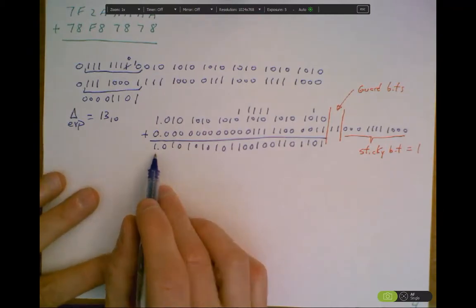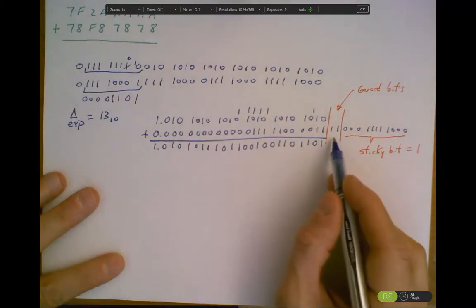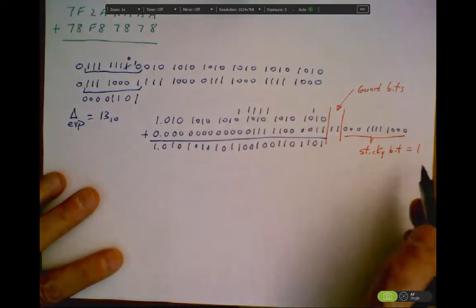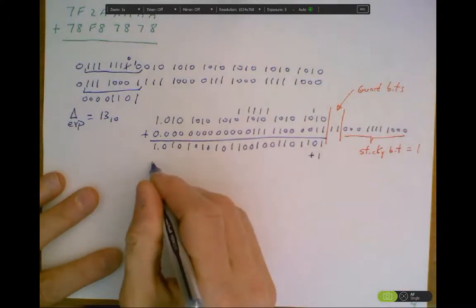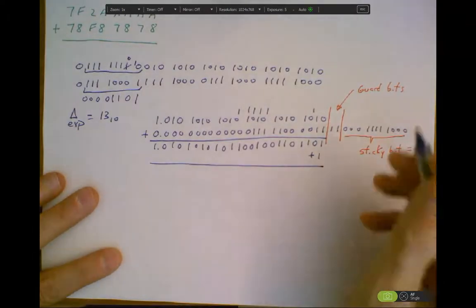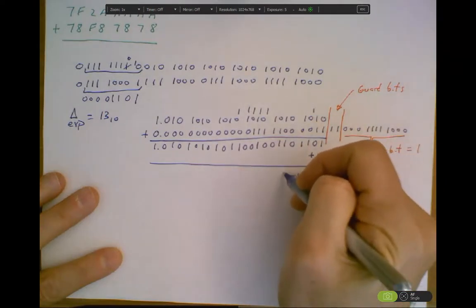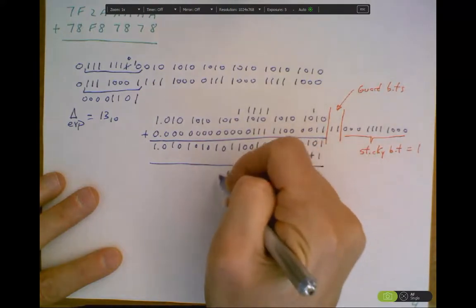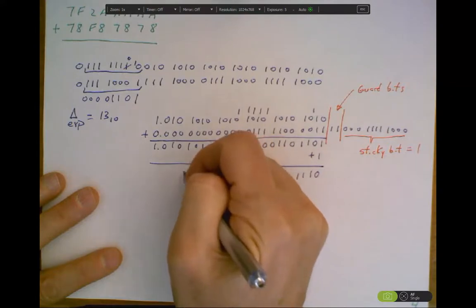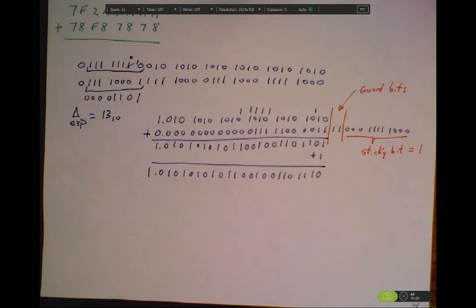What I do need to think about, though, is rounding. I've got these extra bits, and it's a clear case of a round up because I've got something over 1/2, right? The guard bits are 1, 1. The sticky bit doesn't even matter. So I'm going to round up by adding 1 to that rightmost bit position. And my final significand is like that.